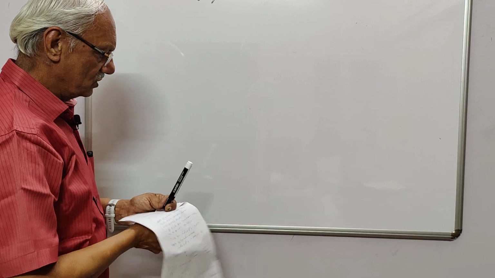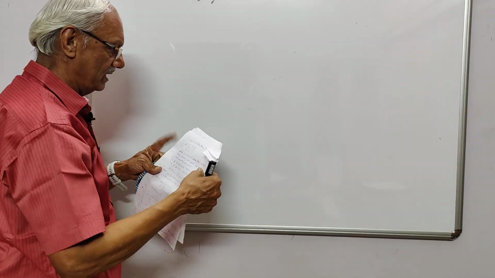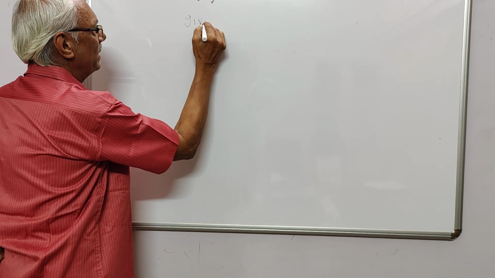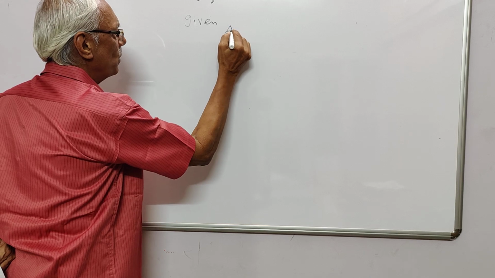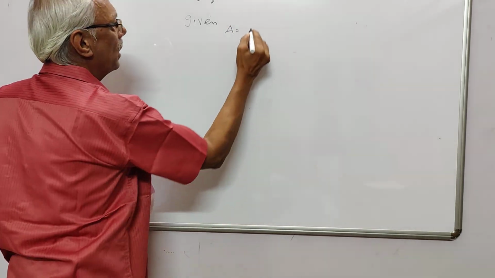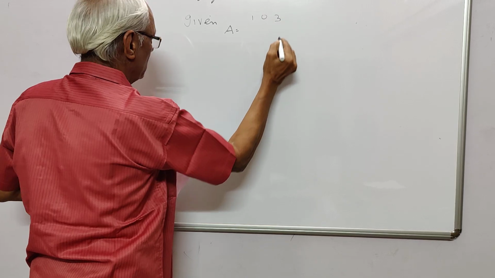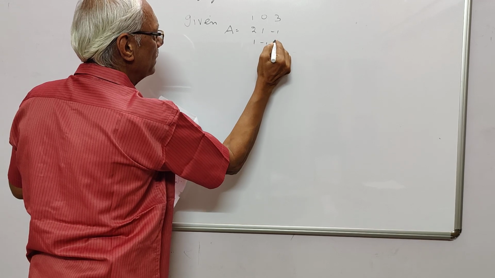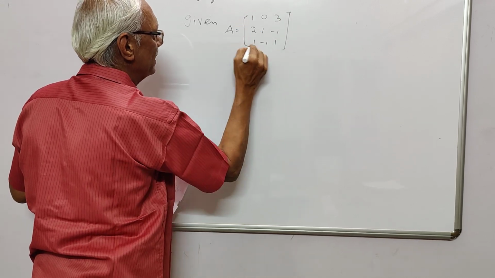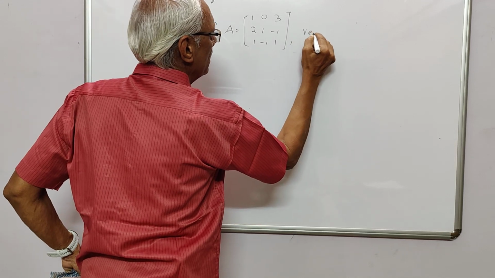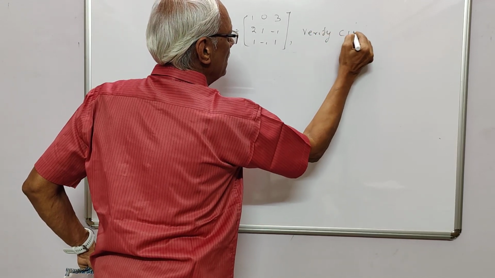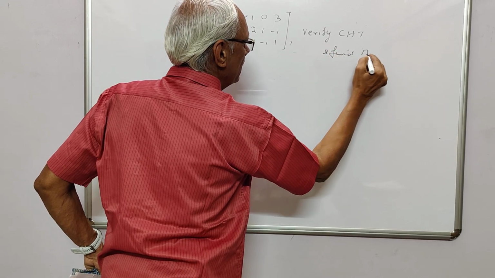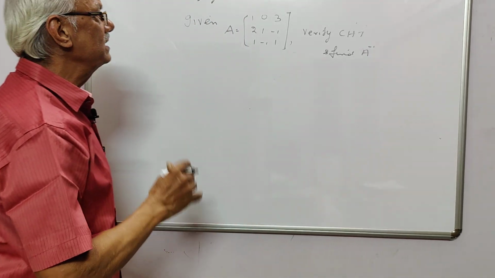Verify, I will write here. So this is the problem. This is Cayley Hamilton's theorem. Given A is a square matrix which is given by 1 0 3, 2 1 minus 1, 1 minus 1 1. Verify CHT and find the inverse. So this is the problem.